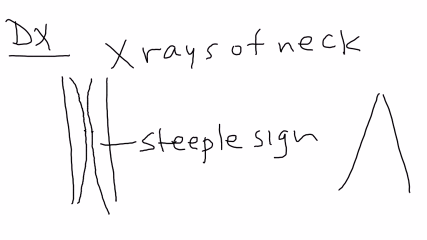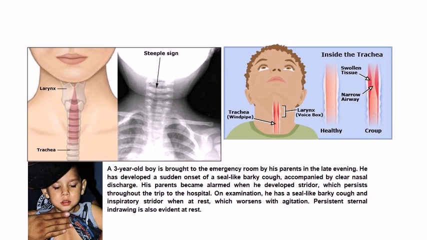And let me show you a chest x-ray. No, sorry, not a chest x-ray, a neck x-ray. And this is the steeple sign. If you can kind of see, it's got that triangular shape. And that's directly the result of this type of narrowing of the airway. So that's pretty classic.